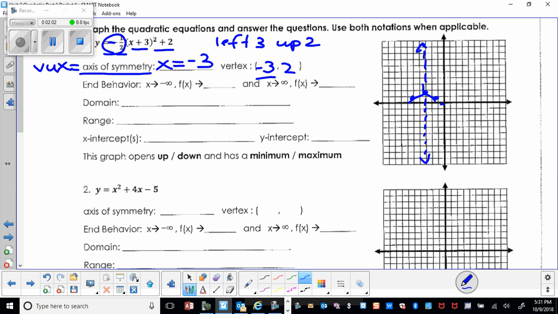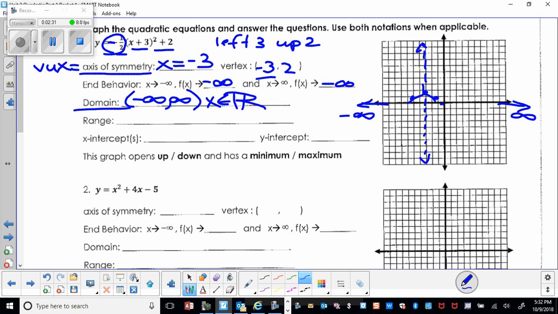It's going down. So my end behavior is going to be negative infinity for both of them. The domain is going to be forever to the left and forever to the right. So that's going to be negative infinity to positive infinity. That is interval notation. Set notation would be all real numbers, okay? My x's are an element of all real numbers, and I can put that in the nice brackets or braces. So then the range is going to be my y values, right? Domain is x values, range is the y values.